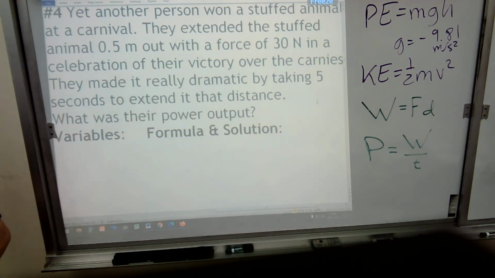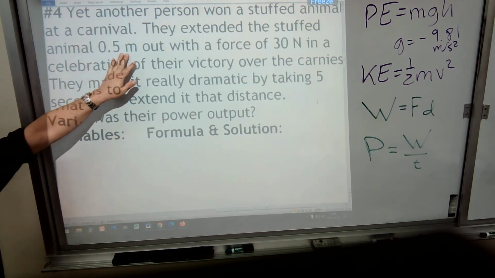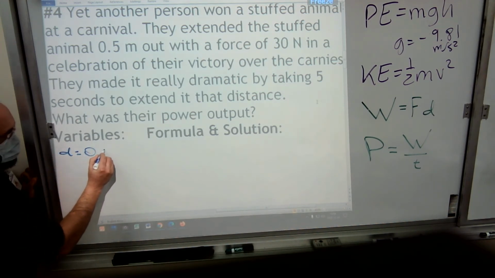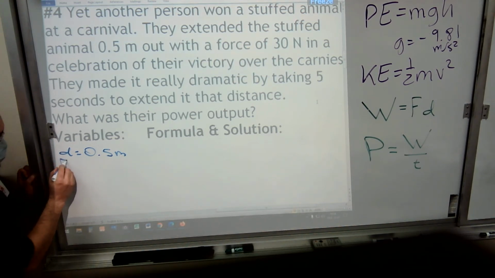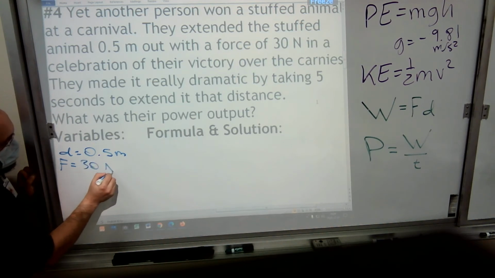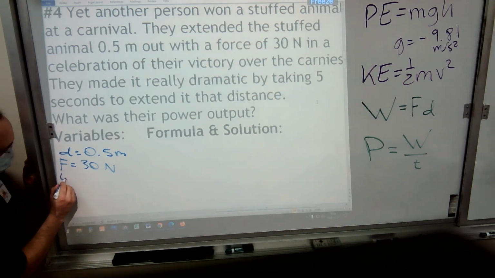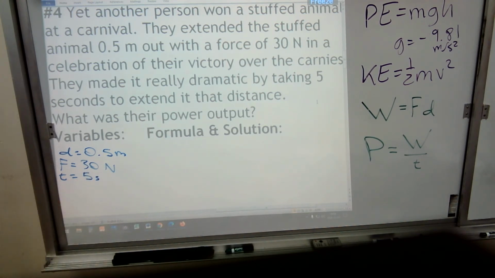This one is a power one, and it gives you all sorts of things, and it's a little weird. This person won a stuffed animal at a carnival. They extended it 0.5 meters out. That's a distance, in meters. With a force of 30 Newtons. That's the force. They made it really dramatic by taking 5 seconds to extend it that distance. So time equals 5 seconds. What was their power output?